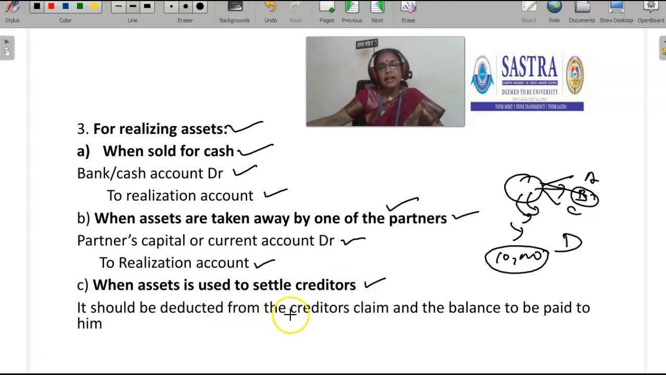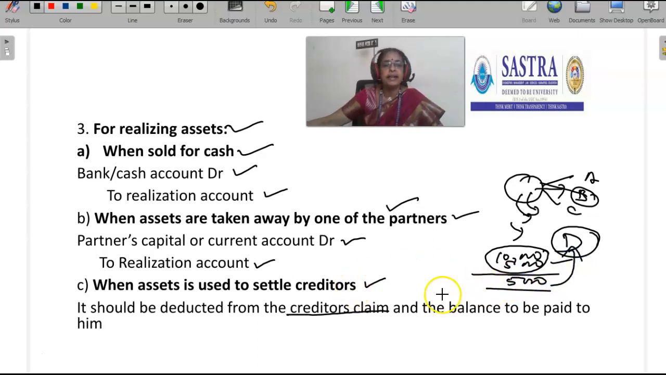It should be deducted from the creditor's claim and the balance to be paid to him. Okay, 10,000 rupees we have to give. The partnership firm has to give to this D. D is a creditor. Okay, so he has taken 5,000 worth of assets from the partnership firm. So, the balance 5,000 only should be paid to D. This is the treatment. Okay.